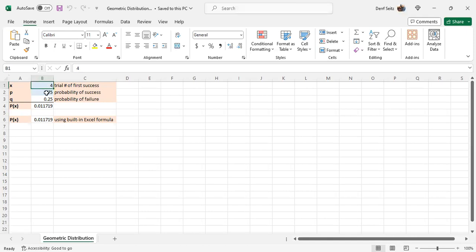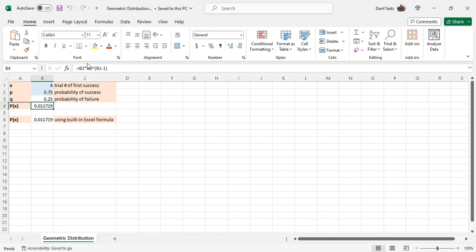The input, the blue cells here, you have to enter the value of X, which is the trial number of the first success. In this case, on the fourth trial will be the first success. The probability of success has to be entered, in this case, 75%. The probability of failure is calculated for you, 1 minus p.